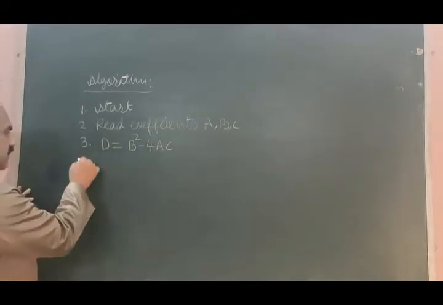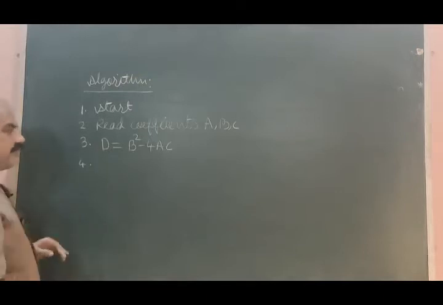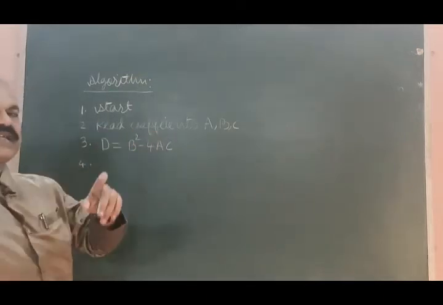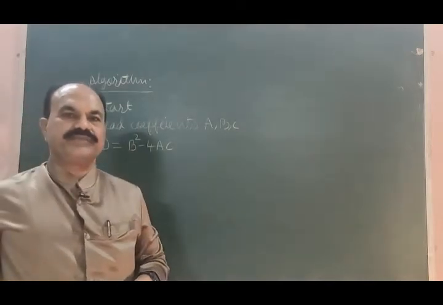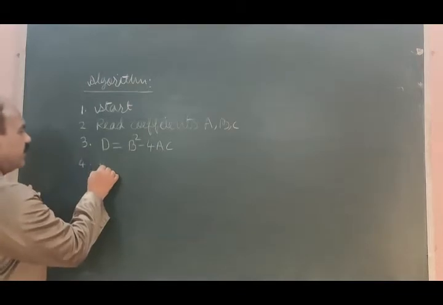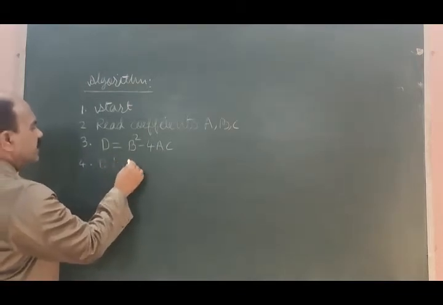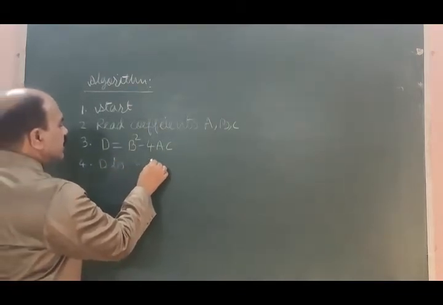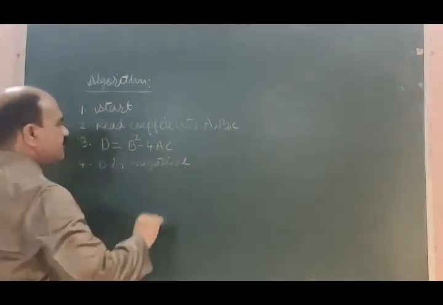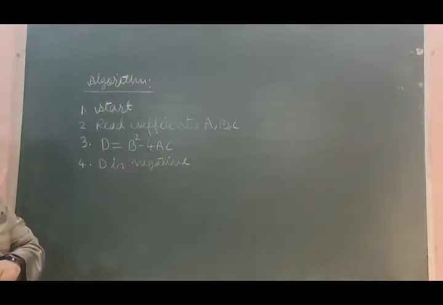Now, the next step: you have solved this and you got D. Let us suppose that D is negative. If D is negative, what should be the next step?